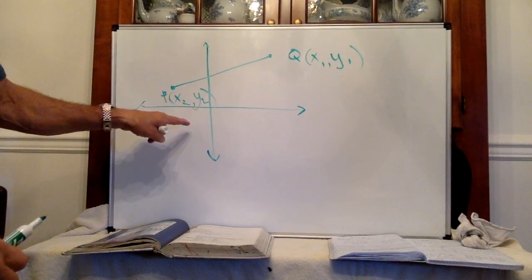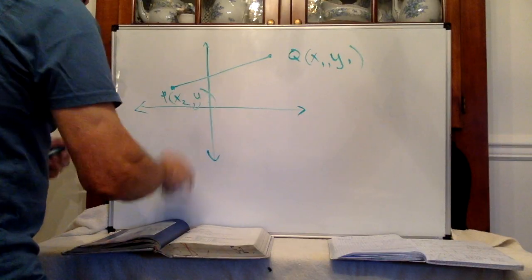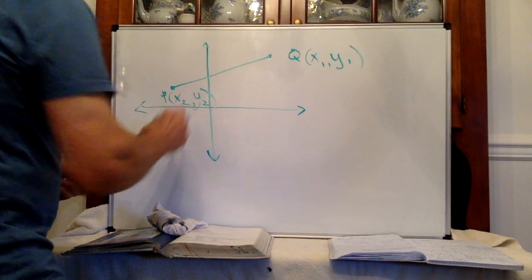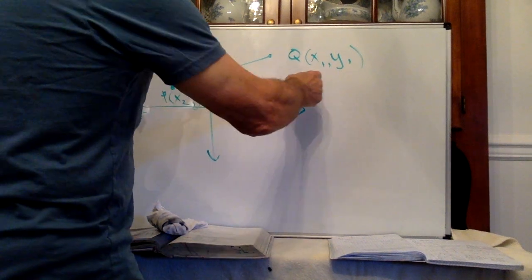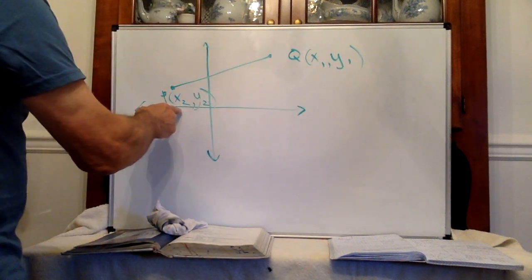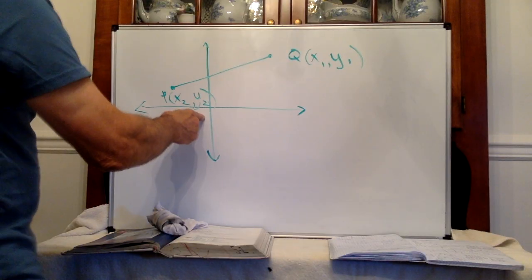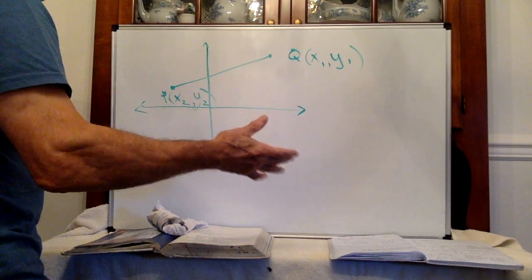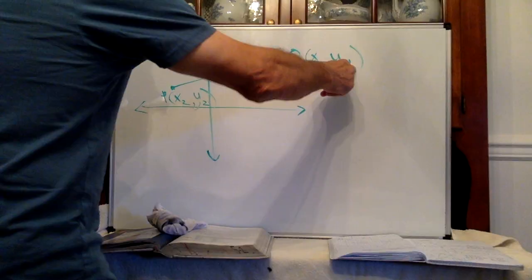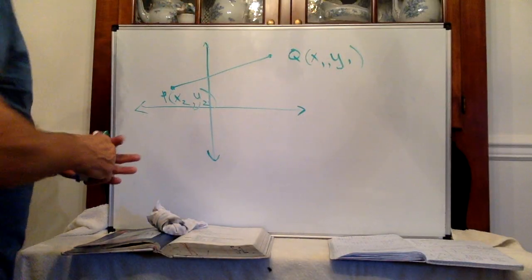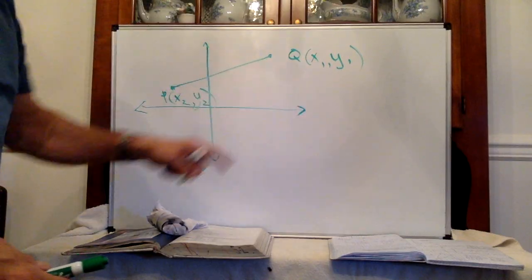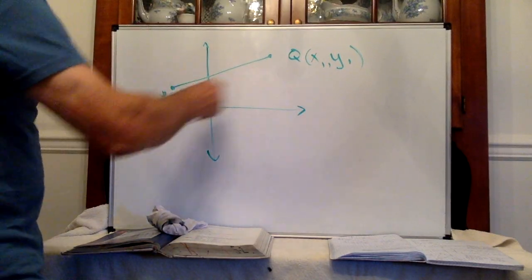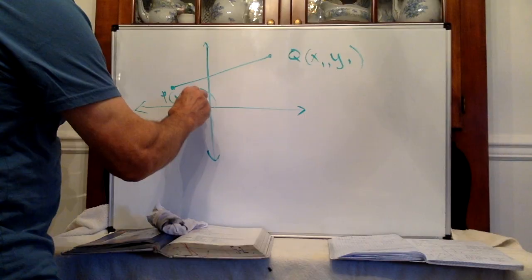The little subscripts with X and Y are different, which means that the X's and Y's are different. So this might be the point 4, 4, and this would be the point negative 2, negative 1, or negative 2, 1, or anything. It just means they're different. If they have the same subscript, then they're the same value for X and Y. So you use the little subscripts to determine different values for X and Y.